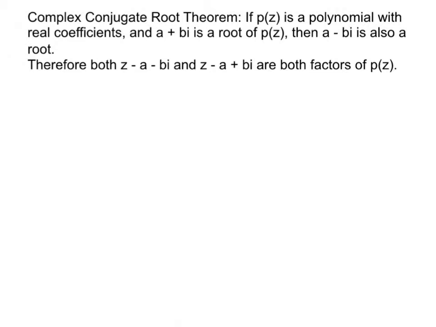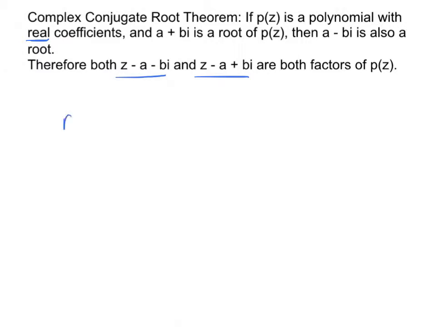So this leads us to the next concept, which is the complex conjugate root theorem. And the deal is there, and I've got it written here. If p of z is a polynomial with real coefficients, by the way, that's important. This is only true if you have real coefficients. So if you have that, and a plus bi is a root of the polynomial, then its complex conjugate, a minus bi, will also be a root. And therefore, z minus a minus bi and z minus a plus bi are both going to be factors of that original polynomial. Hope that makes sense.